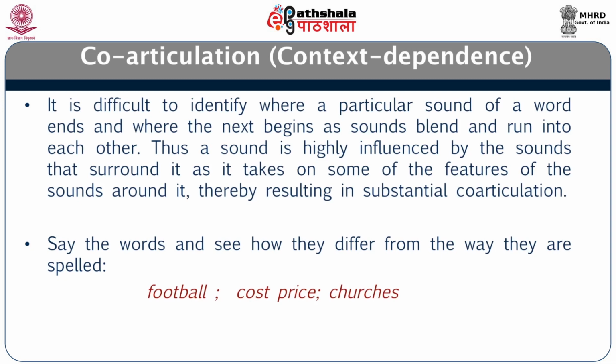Another example is cost price. When you say cost price in fast speech, what's happening is that the t and the p become blurred into p. You don't hear the t distinctly. Look at churches. You hear the last sound as z, but it's spelled as s. Why is that? That is being influenced by the ch, the sound that comes before the z sound at the end. So this is what we call co-articulation, where sounds blend into one another.